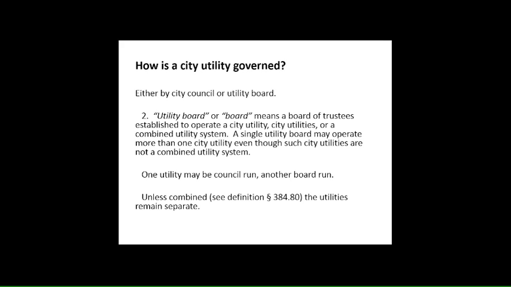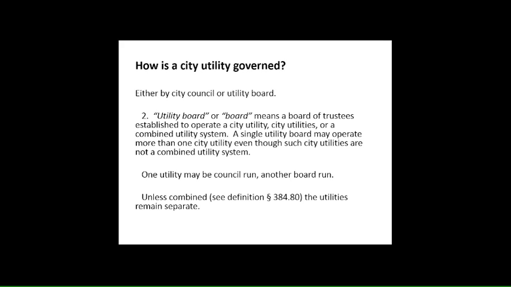Now, the utility board can run more than one city utility. So it's very common for cities to have a water utility, to have a gas utility, to have an electric utility, and to have a communications utility. It's not common for them to have all 4. To have 2 or 3 of them is fairly common, though. Electric and water, of course, the most common. And the same board can govern them both.